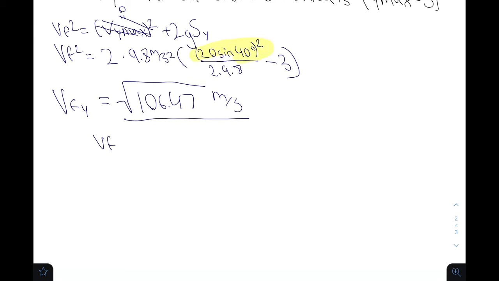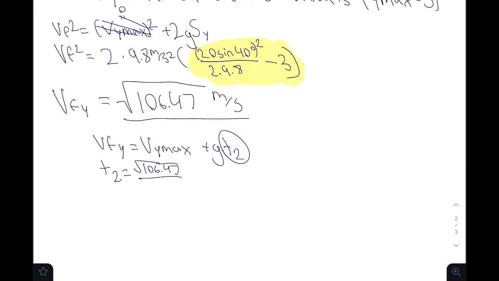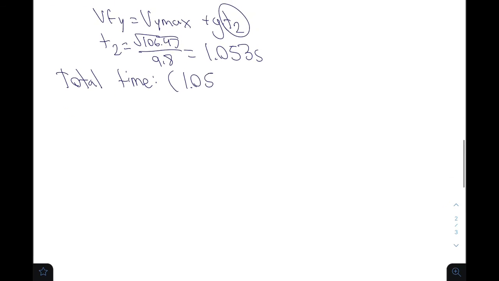And so what we can do is find time 2. Rearranging this, time 2 is equal to 9 divided by 9.8, and that's going to be 1.053 seconds. And so the total time is going to be time 1 plus time 2. The total time is going to be 2.37 seconds.